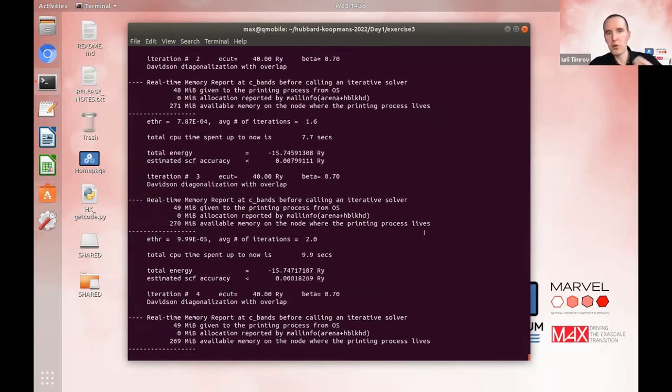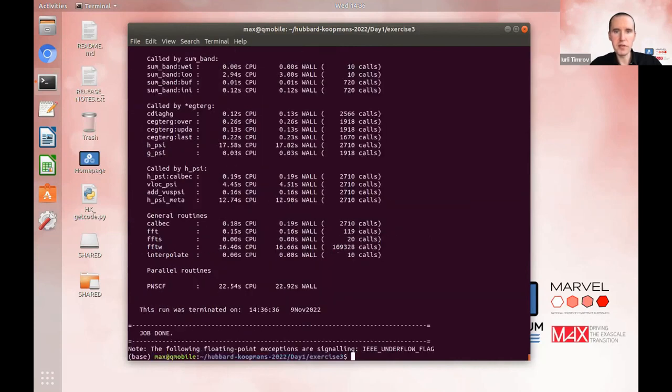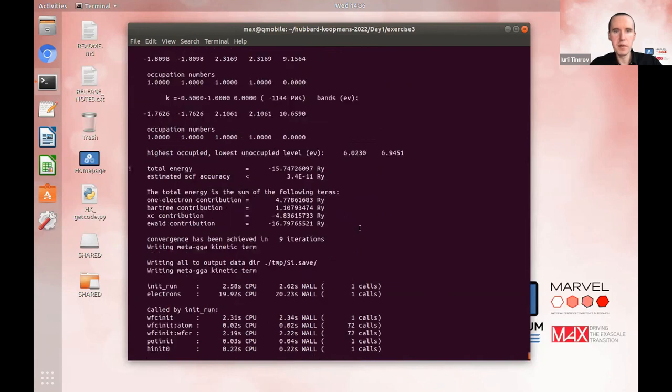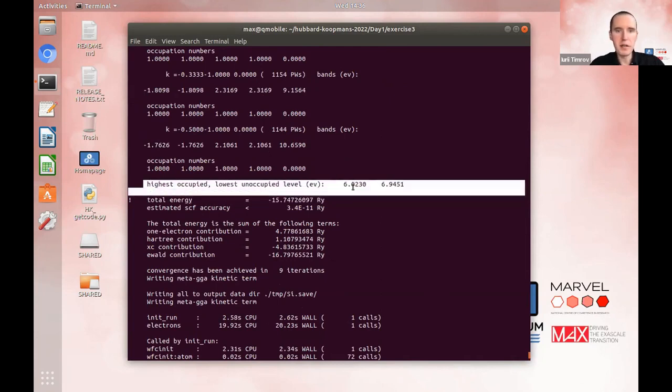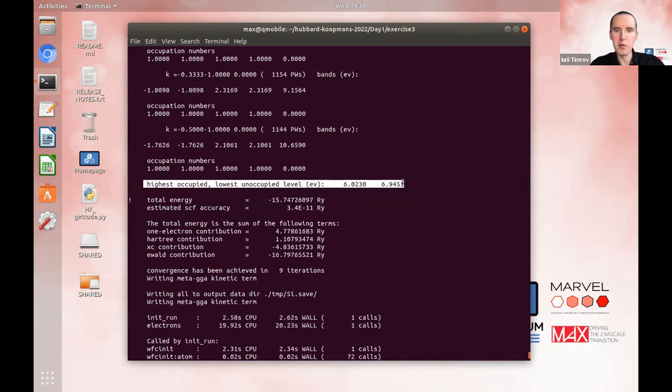So you see the code performs an iterative solution of the Kohn-Sham equations with the SCAN functional. And at the end, we obtain the ground state. So we are almost converged. Yes. If I scroll a little bit up, we see the total energy reported in Rydberg. And since we're talking about band gaps, what is reported is the highest occupied and lowest unoccupied energy levels. If we take simply the difference between the two numbers, we obtain the band gap.